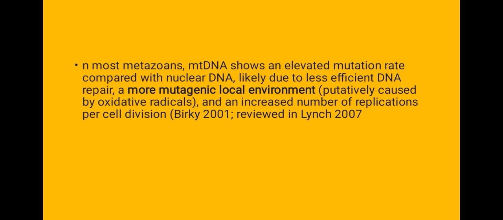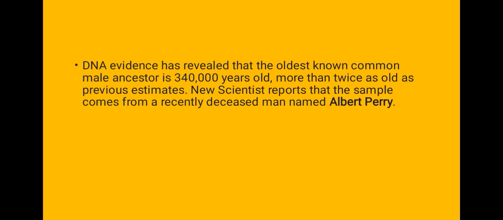In most metazoans, mtDNA shows an elevated mutation rate compared with nuclear DNA, likely due to less efficient DNA repair, a more mutagenic local environment, putatively caused by oxidative radicals, and an increased number of replications per cell division. DNA evidence has revealed that the oldest common known male ancestor is 340,000 years old, more than twice as old as previous estimates. New Scientist reports that the sample came from a man named Albert Perry.